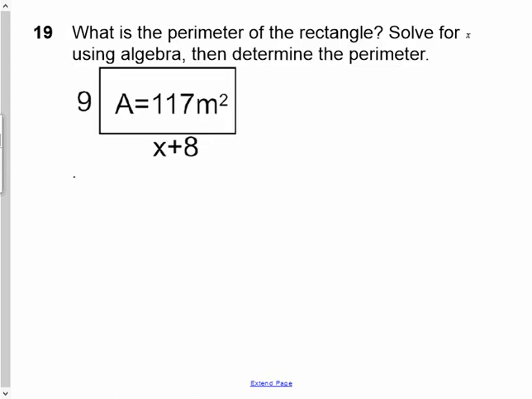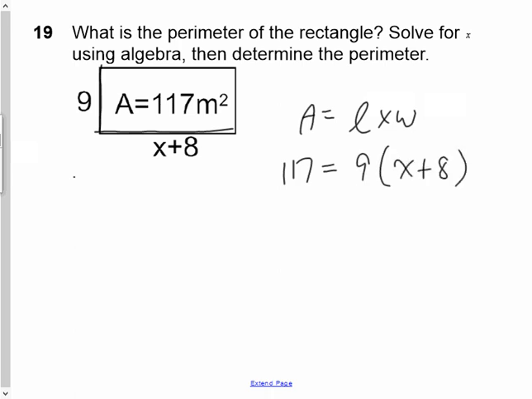And question 19, which is your last question, says, what is the perimeter of this rectangle? Solve for x using algebra, and then determine the perimeter. So area equals length times width, or width times length. It doesn't matter which way you do it, because with multiplication, you still get the same answer. Since we know this is the formula, and 117 is the area, we'll pretend this is the length, and we'll pretend this is the width, because the length is one number, and the width is a binomial, and it makes it much easier, because you should know you had to set it up using distributive property.